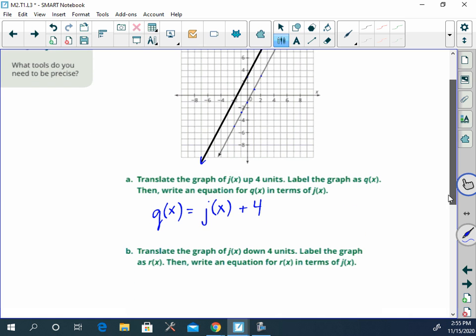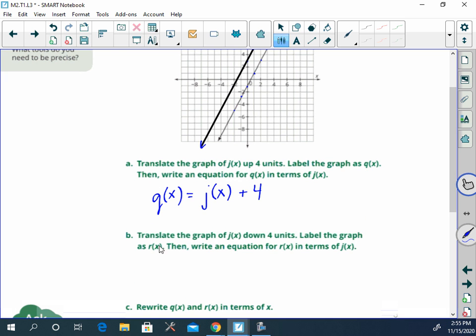Okay, this one is really the exact same question. It says translated down 4 units. So if we did that, we're going to kind of skip it here. But if we did that, it would end up being down here. It would look parallel to these. It would just be down 4. So the only thing that's going to be different about this here is if we're trying to write r of x in terms of j of x, is we would take our j of x and we would subtract 4. And that would shift it down 4 units.